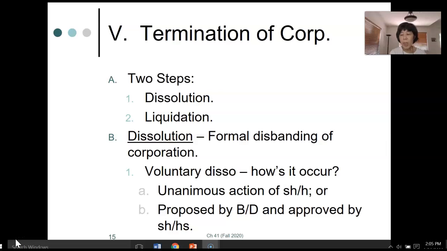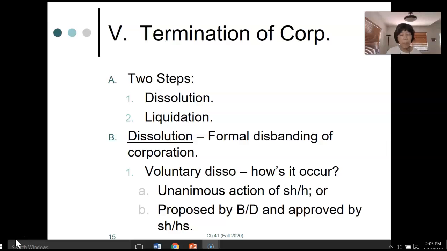All right. So whenever we're looking at a termination of a corporation, just keep in mind that there are always going to be 2 steps, and these 2 steps are pretty similar to what we have talked about already when we looked at partnerships. All right. So the 2 official terms for these 2 steps are dissolution and liquidation. So let's talk about dissolution first, and then we'll spend a few minutes on liquidation, right? So the dissolution, it's a formal decision, the formal disbanding of the corporation.